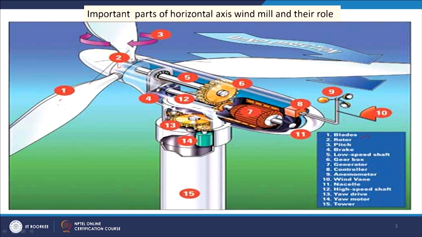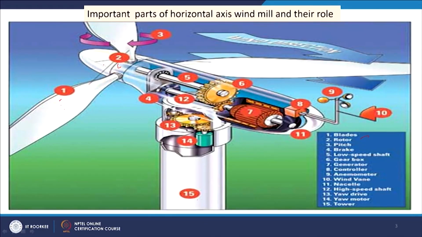So, let's see the blades, number 1. Blade is the sails, basically it captures the kinetic energy of the wind and then it moves, and then 2 is rotor, which fixes the blades with it, and also it is attached with the central shaft. This shaft is attached with one generator. And this 3 is pitch. The pitch is used to direct the blades in such a way that it will get maximum amount of wind.